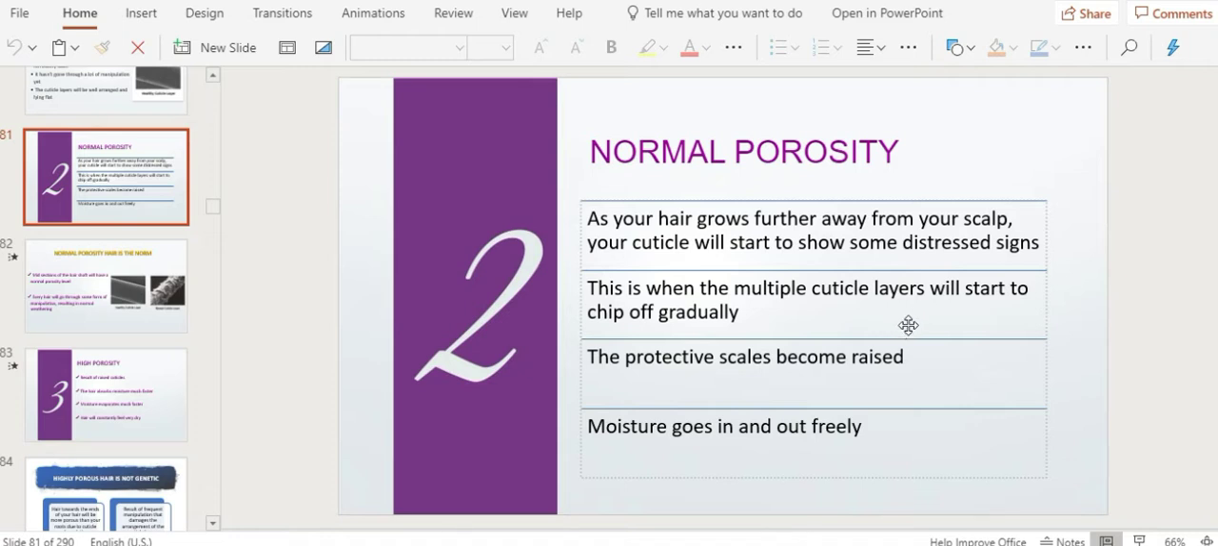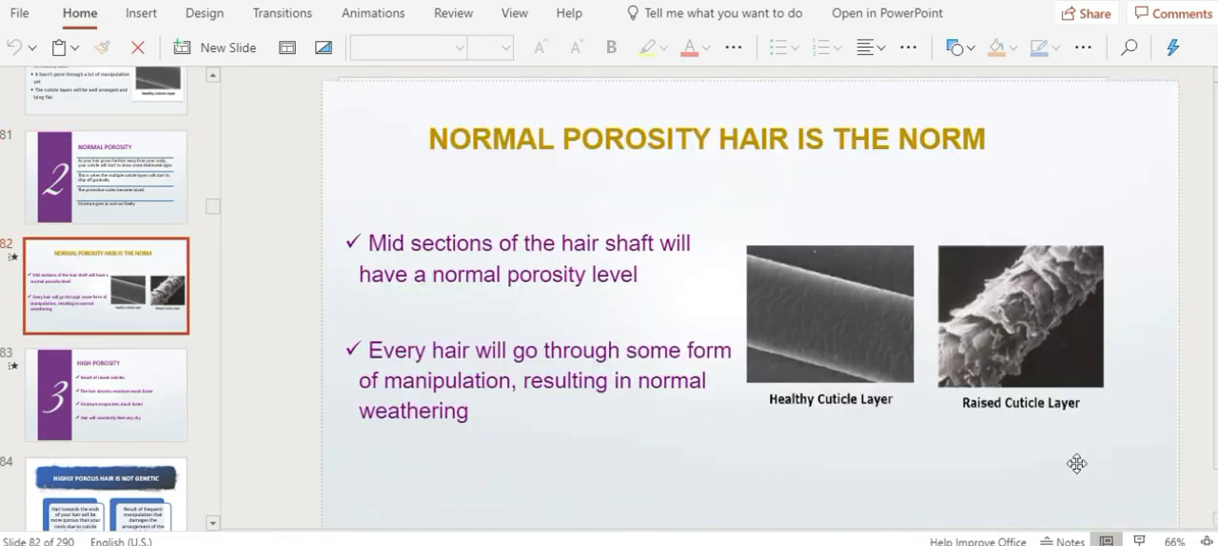And as a result of that, moisture will also come out a bit faster than low porosity. Again, remember, normal porosity is completely normal, and you're going to find that hair in the middle of your hair shaft will probably have normal porosity. So the mid sections of your hair shaft will have normal porosity, and every hair will go through some form of manipulation. It doesn't even matter if you have locks, or if you always braid your hair. Your hair will still go through some sort of manipulation.